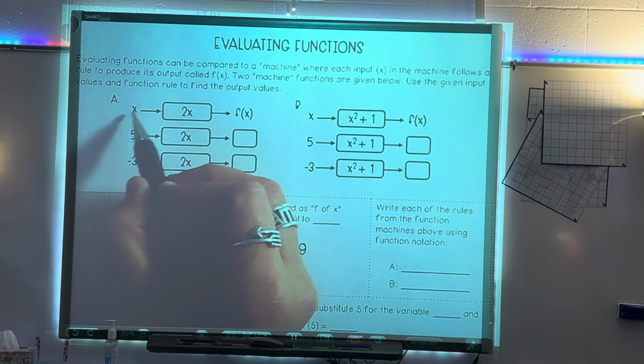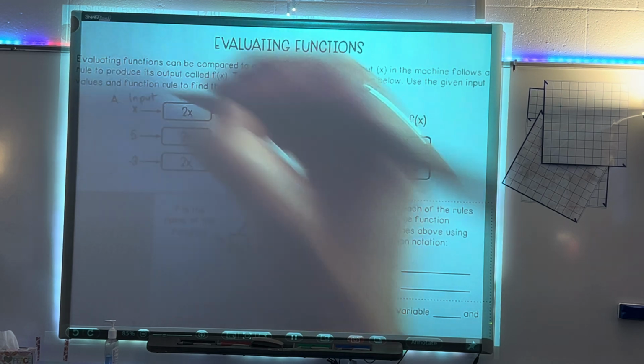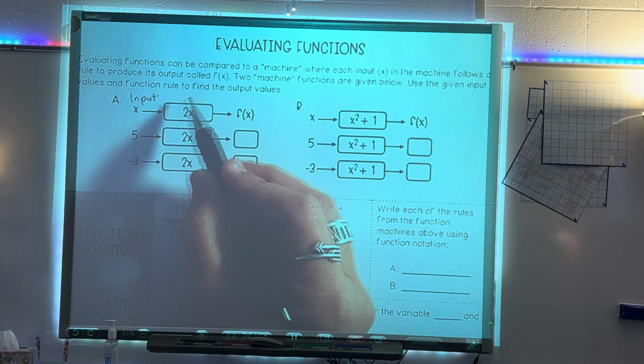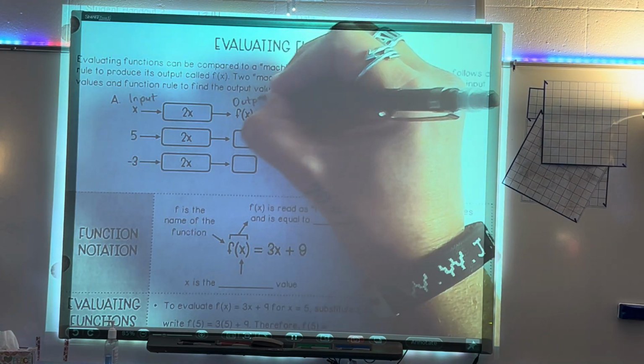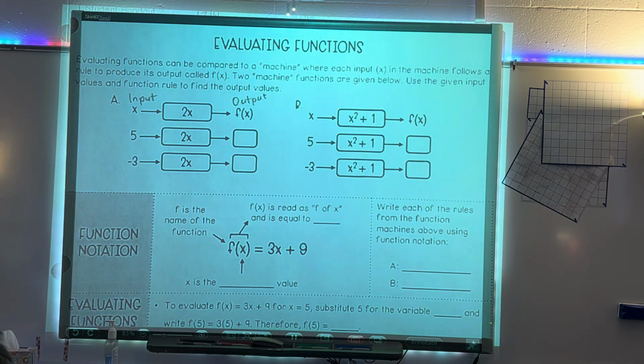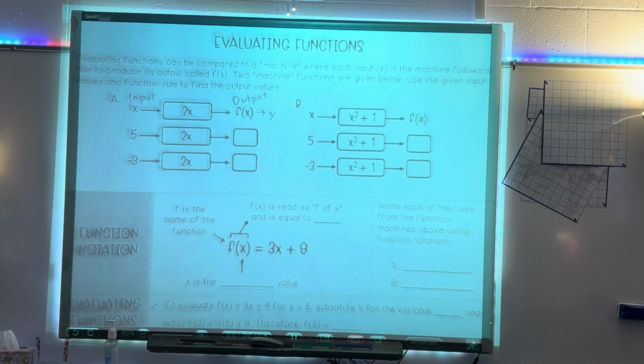They're saying I put in x, this is my input. I'm going to do something to it, and then this is my output. Now the only thing that really is any different than what you've seen before is this f(x) thing, because you've never seen that before. This really is the same thing as y. That's really all it is.